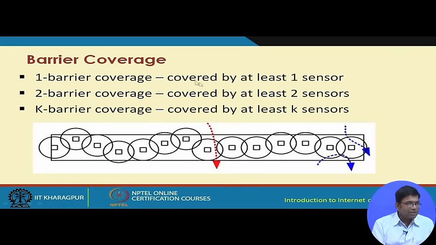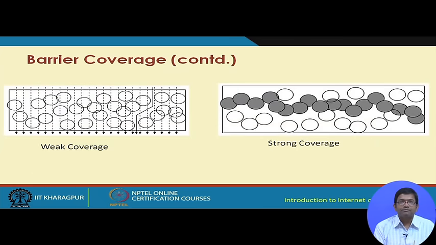One barrier coverage ensures that at least one sensor node detects the intruder, as I just explained. Two barrier coverage ensures that at least two sensors detect such an intrusion, and k barrier coverage ensures that at least k sensors, where k can be anything greater than 2, detect this particular intrusion. So we have different types of barrier coverage.